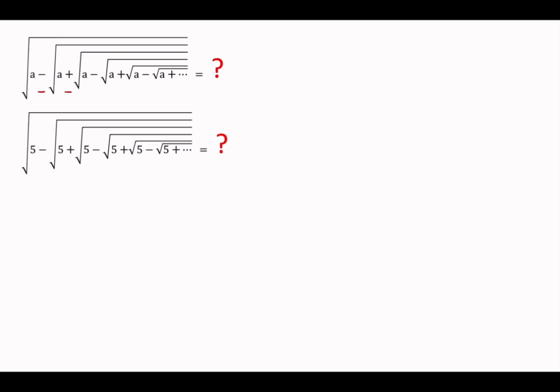So similarly, if we let the value of this number equal x, and then we start from the third square root, we can see this part after here still has a limit of minus plus going to infinity. So it is still x. Then the equation can be written as x equals square root a minus square root a plus x.